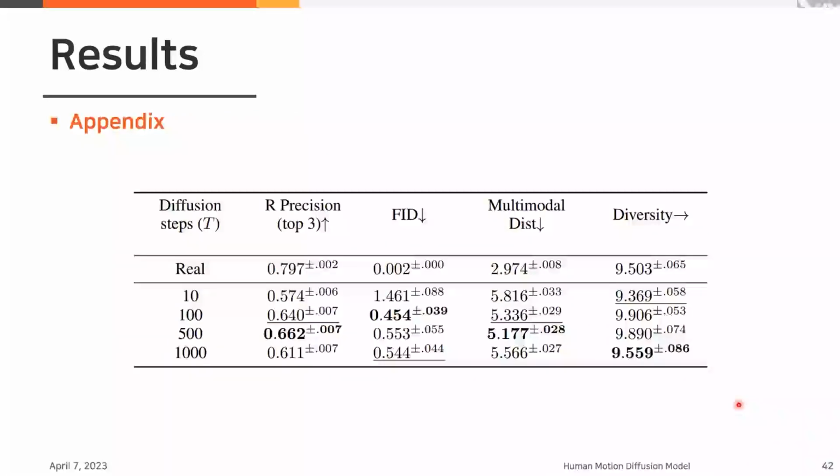And as an appendix, fewer diffusion steps were comparable to higher diffusion steps. In most diffusion papers, they use 1,000 diffusion steps, but in this case, 100 steps are the best option compared to the others. So it means that inference time can be 10 times faster than with 1,000 steps. And it also indicates that larger steps do not always imply better results, at least in the motion domain.